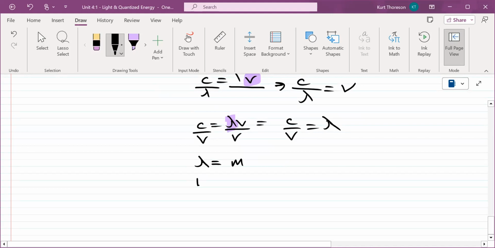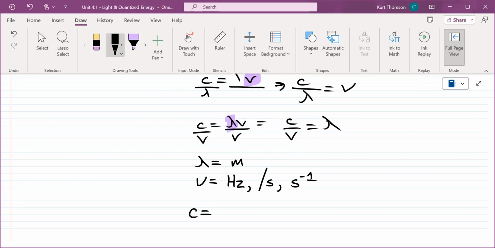If your answer is in frequency, what are the 3 different ways that you can measure frequency? They're interchangeable, but you need to know that they're interchangeable. What's one? Hertz. What's another one? Waves per second. What's another one? The reciprocal of a second. And when you're doing speed of light, what is that measured in? Meters per second.